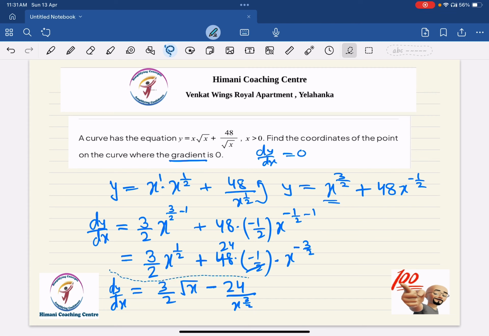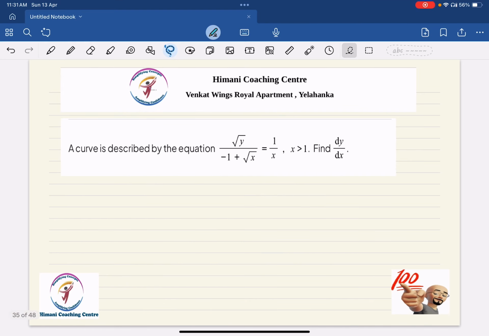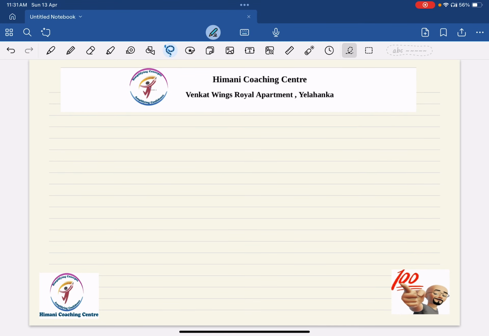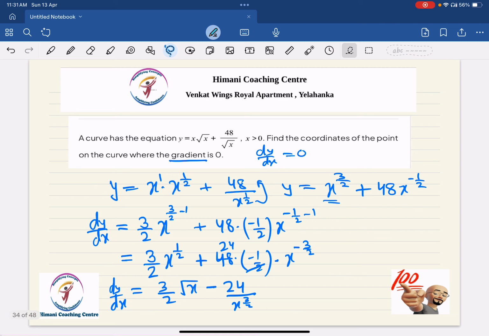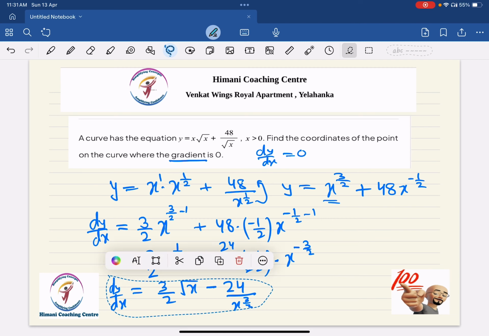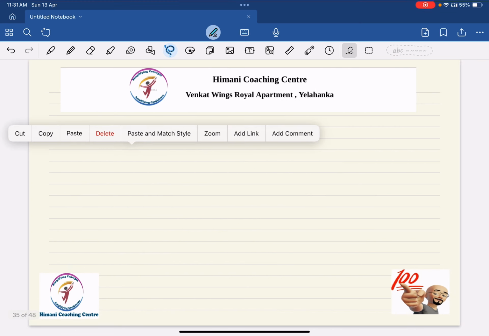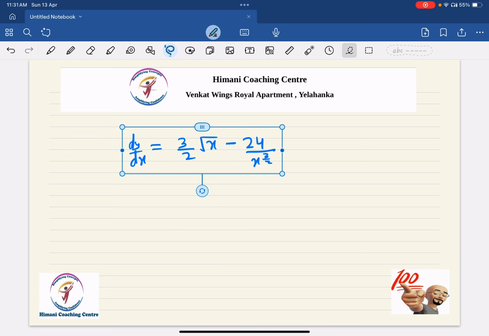Now the question is, we have to find the coordinates of the point where dy by dx is given to us as equal to 0. So just a second. I'll remove this and we bring this equation here. And now we will do dy by dx equals 0 because the gradient is 0.